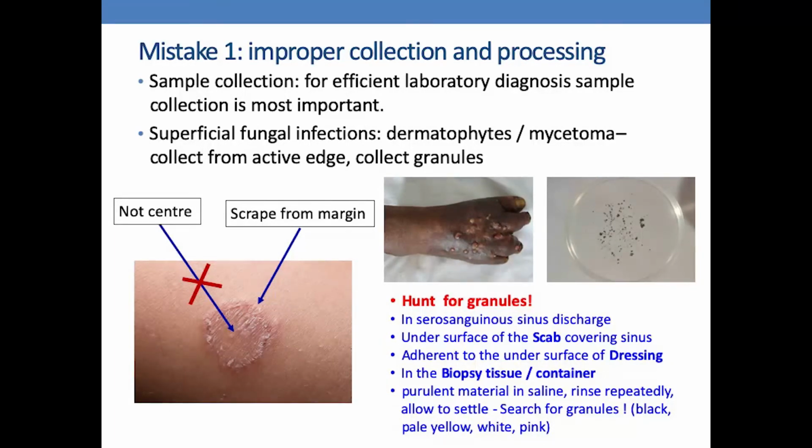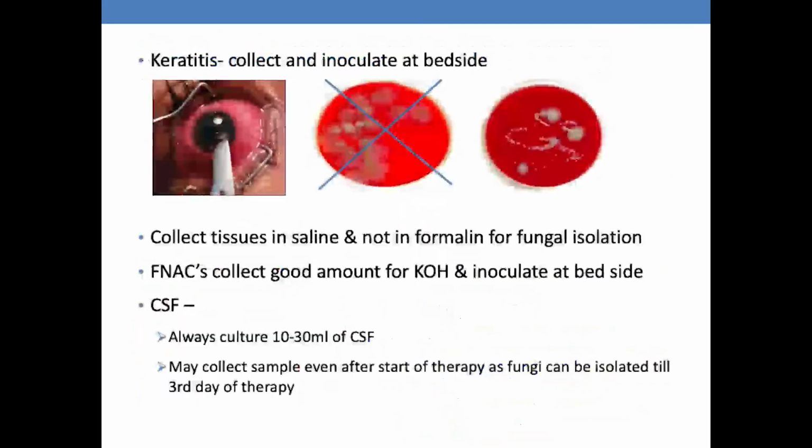Next, in case of mycetoma, hunt for the granules. If you can get the granule, you can really identify it. You look into the undersurface of the scab covering the sinus. Sometimes you have dressings where you can find the granules. You can do a biopsy, and sometimes you can get them from purulent material.